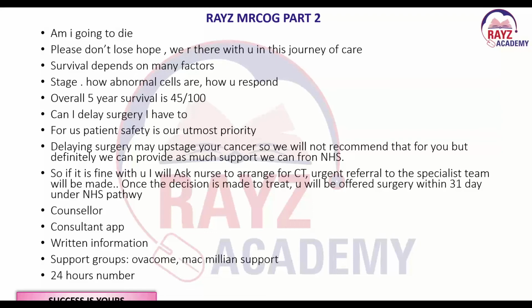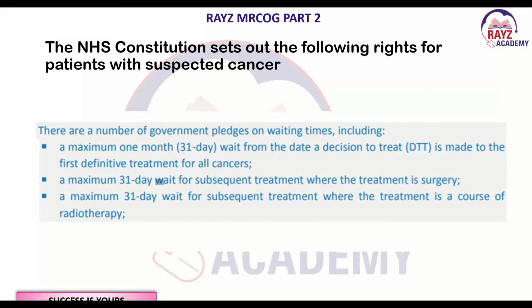Okay, dear. So this is very, very important, the NHS referral pathway. The NHS constitution has been set, which says that the following rights should be given to the patients with cancer. A maximum of 31 days wait period should be there from the decision to treat is made to the first definitive treatment. So once the MDT says that, yes, this treatment has to be given, you have to treat this patient, you have to offer her surgery within 31 days.